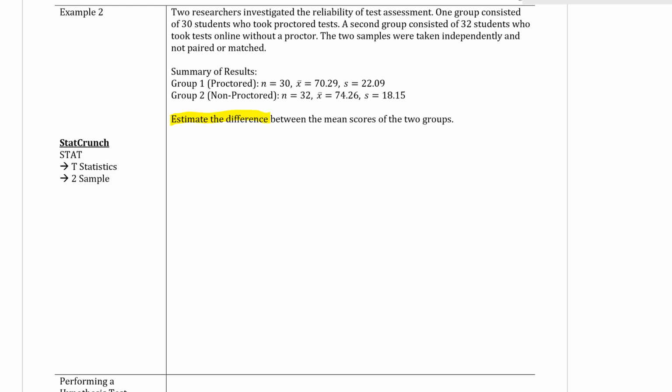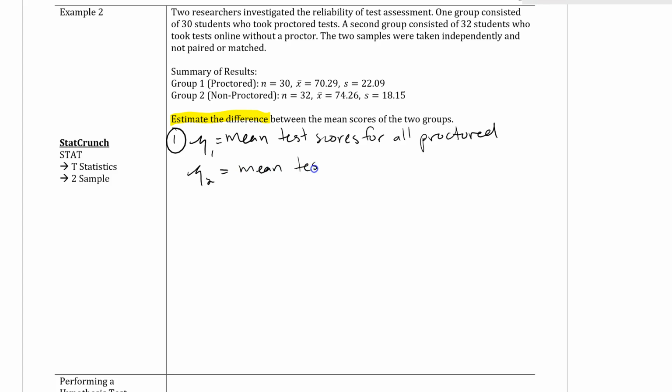So let's go through our 5-step process. First step is to define our parameters again. So we're going to say that they're already going to be group 1 and 2, so we can say the same thing. Mu1 is the true mean test scores for all proctored students. And mu2 would be the mean test scores for non-proctored.